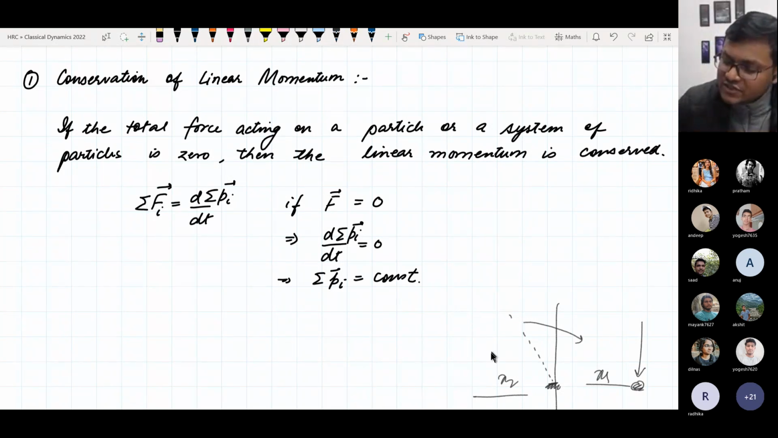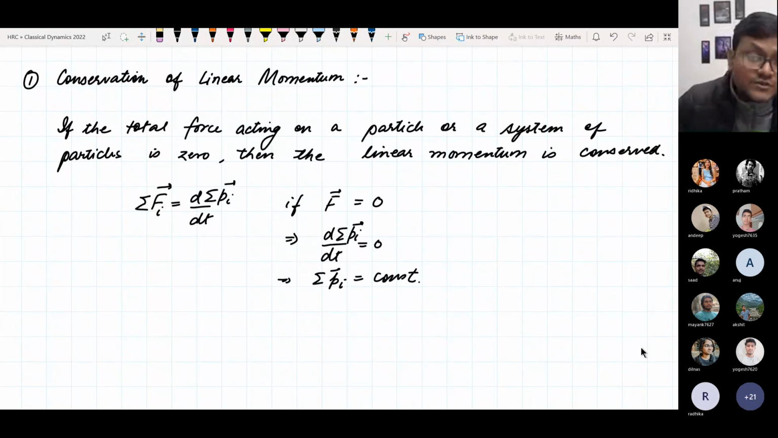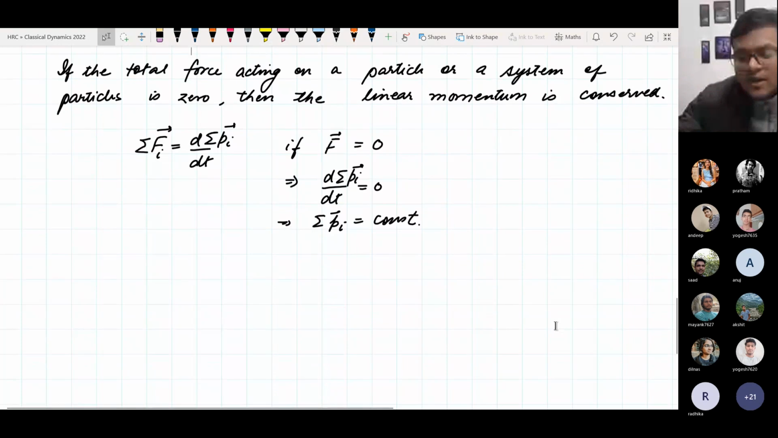So essentially this is the conservation of linear momentum that we can apply in various kinds of problems related to collisions, which simply says that if there is no external force acting on the system, it means that तुम्हारा system will evolve in such a manner that the total linear momentum of that system will remain a constant throughout its motion.